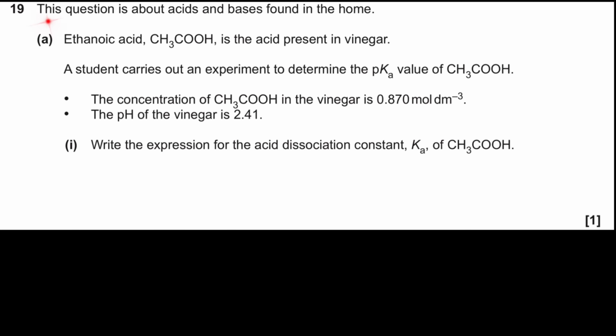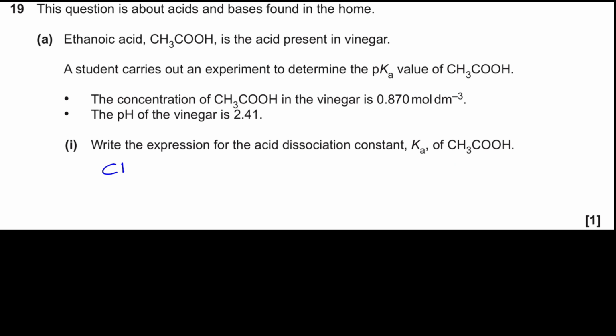Question 19. This question is about acids and bases found in the home. A. Ethanoic acid, CH3COOH, is the acid present in vinegar. A student carries out an experiment to determine the pKa value of CH3COOH, ethanoic acid. The concentration of ethanoic acid in vinegar is 0.870 mole per decimeter cube, and the pH of ethanoic acid is 2.41.